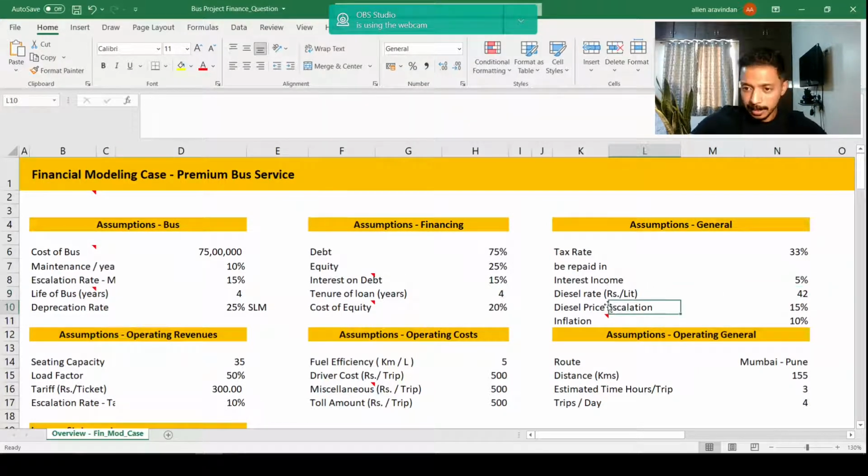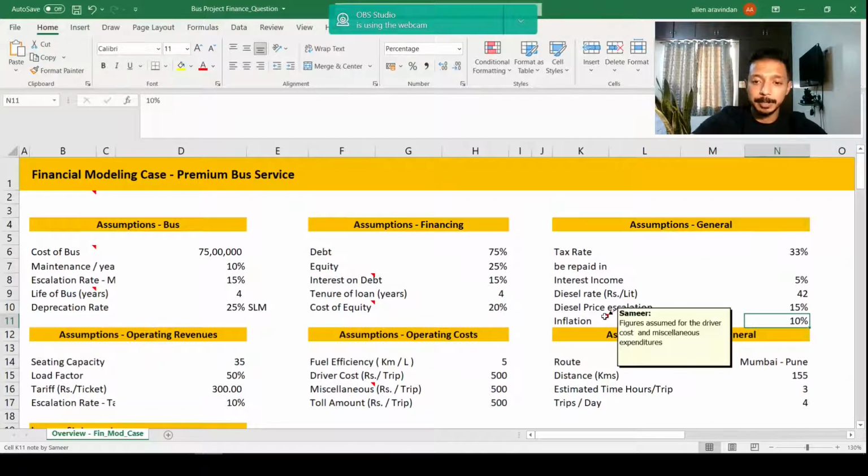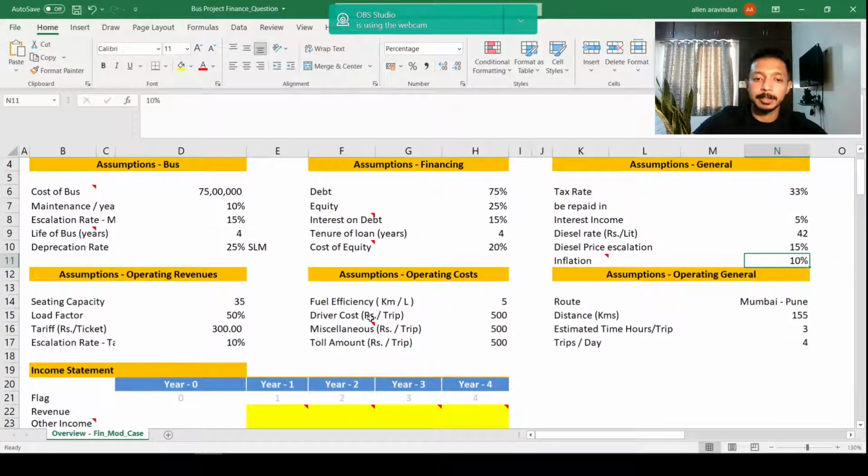Diesel price escalation, I'm assuming to be about 15%. Inflation is about 10%, is what I'm assuming for miscellaneous expenses. So if you see out here, we have assumed the inflation for miscellaneous expenses, and these are your operating general assumptions.